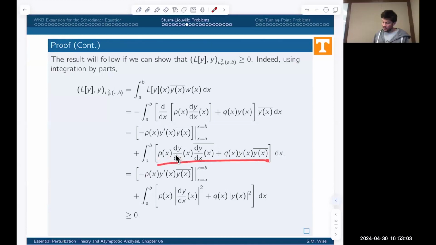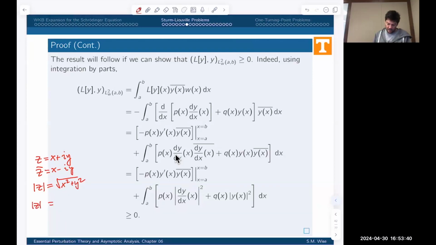This whole term can be written as P of X times the absolute value of dy dx squared. Actually, this means modulus. I should say not absolute value, but modulus. Do you remember what modulus means? If I have a complex number, z equals x plus iy, then the complex conjugate is x minus iy. And the modulus of z is defined as x squared plus y squared, square root. Another way of saying the modulus squared is z times z bar. Okay.